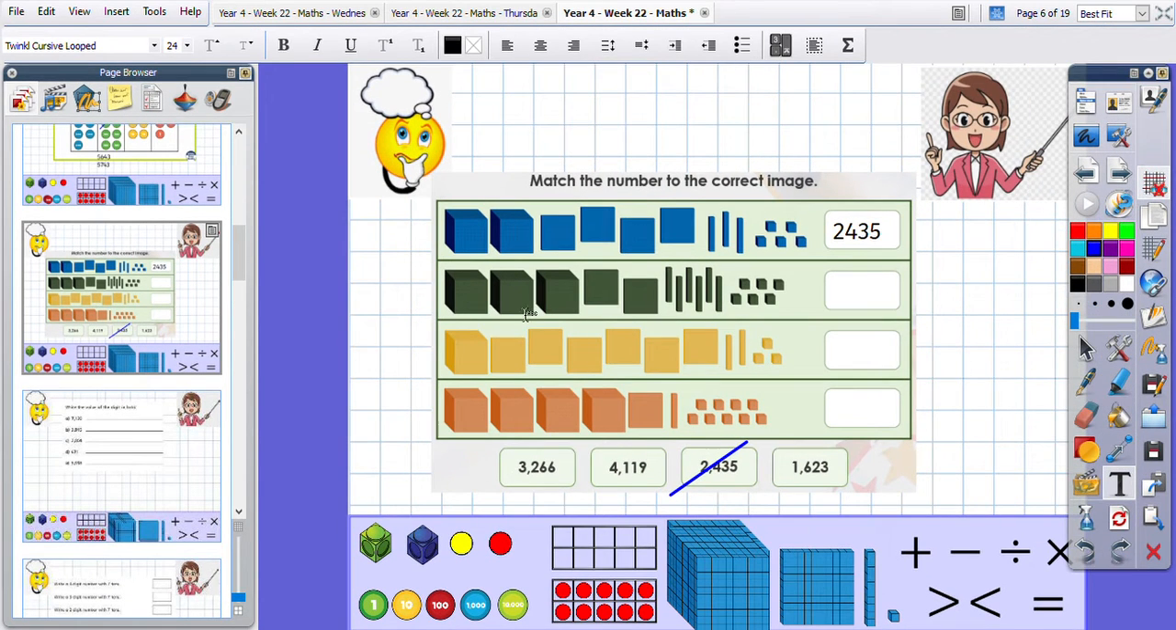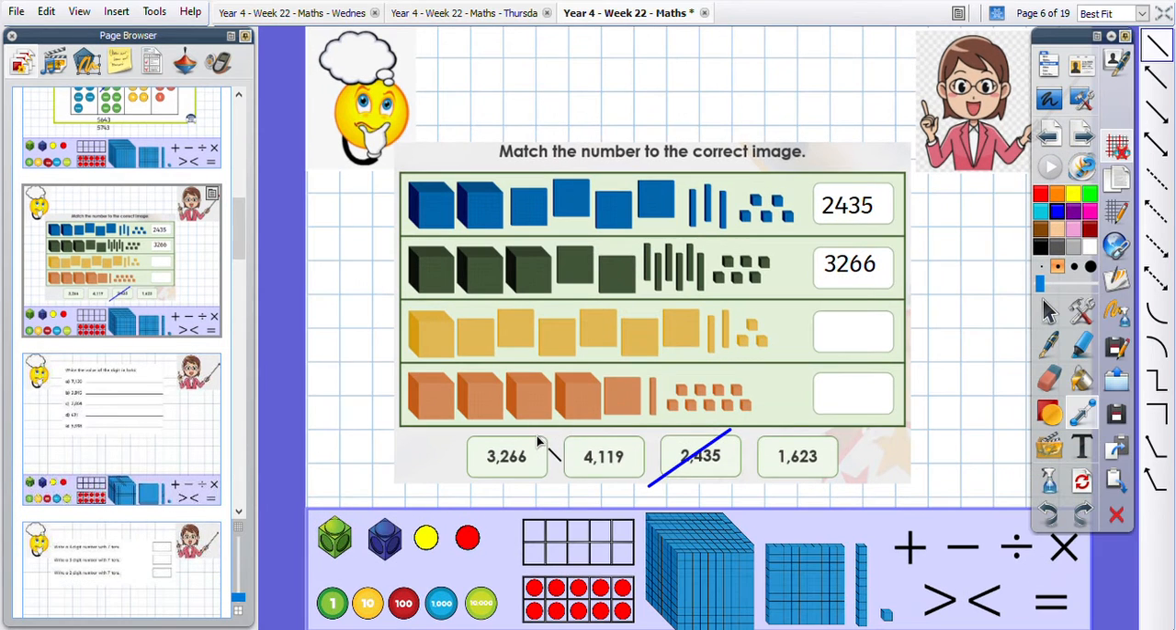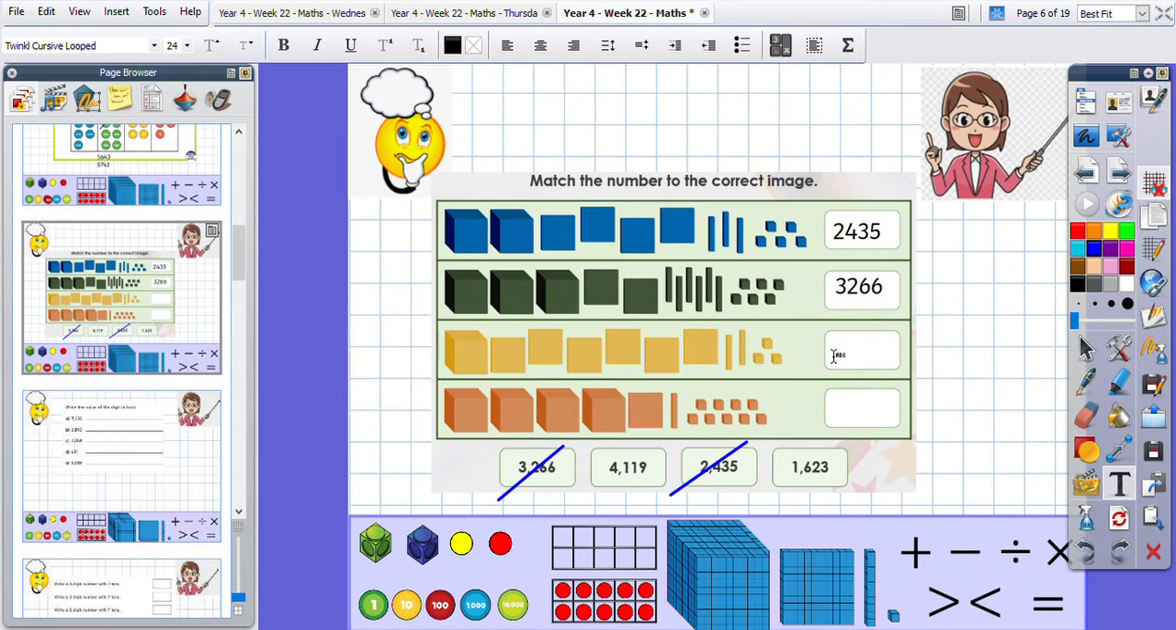Okay, this time then, we've got 3,266. So we can cross off this number here. Now have a little go at these two independently and we'll check you were right afterwards. Okay, then this one is 1,623 and this one then is 4,119.